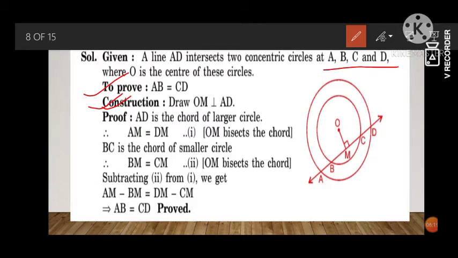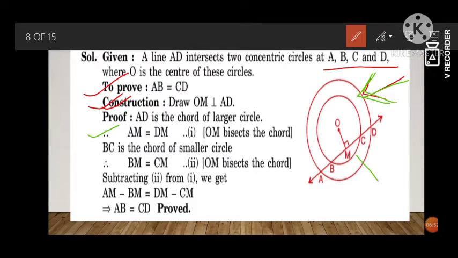We know that any perpendicular that comes from the center and falls on the chord bisects the chord as per our theorem. So AD is a chord for the larger circle. In this large circle you can see AD is a chord and OM is a line which falls from the center on the chord. So it will bisect the chord, so we will get AM is equal to DM.